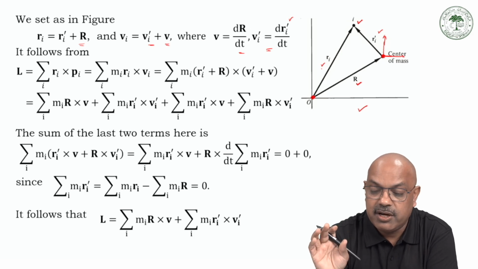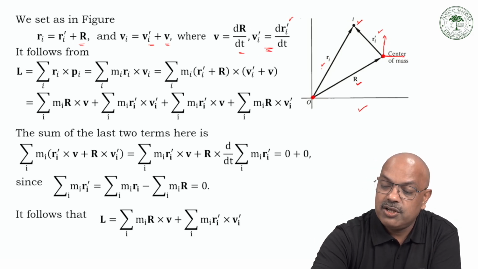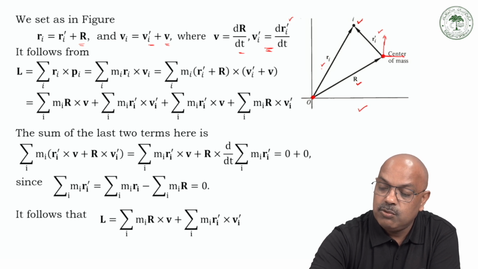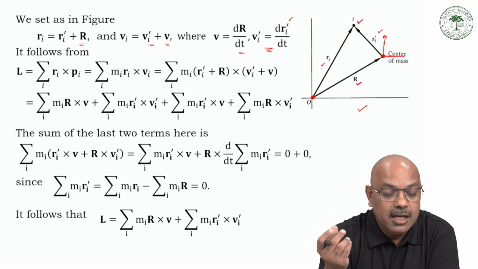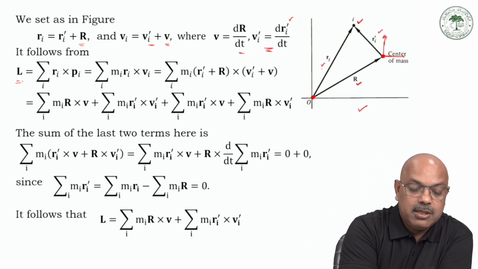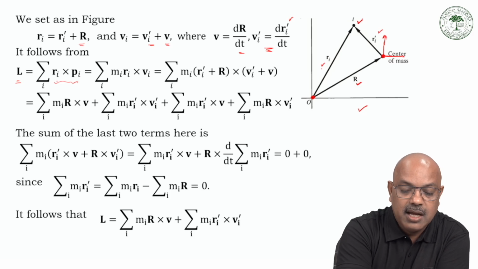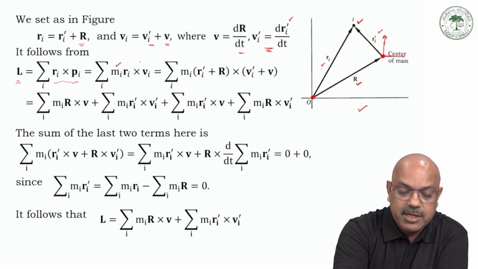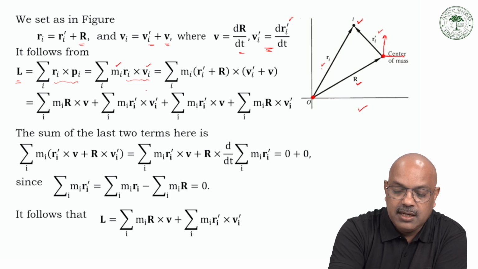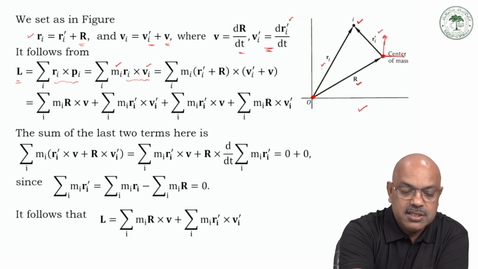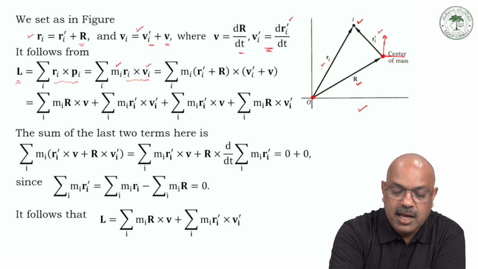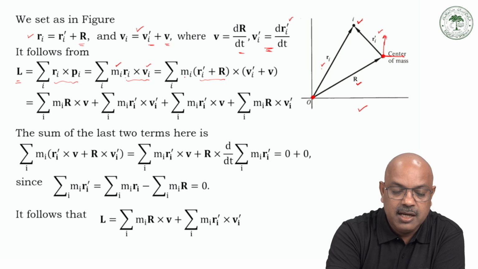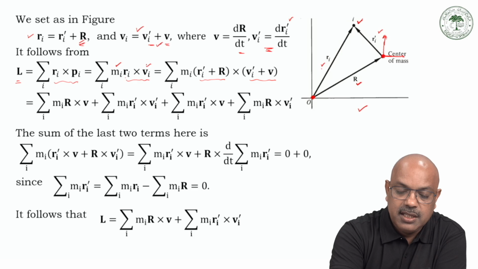So Vi prime is the velocity of the ith particle when you are standing at the center of mass and trying to see what the velocity of that particle is. It follows that the total angular momentum is R cross P, where P is m times V, so the sum of mi Ri cross Vi. I'm going to use the position and velocity relations: Ri is Ri prime plus R, and Vi is Vi prime plus V, in place of Ri and Vi.